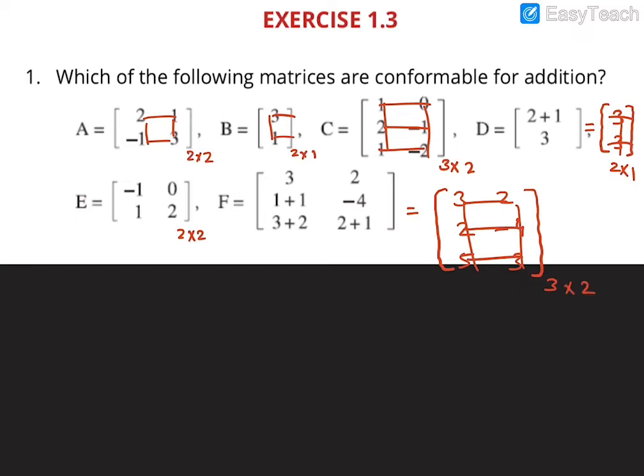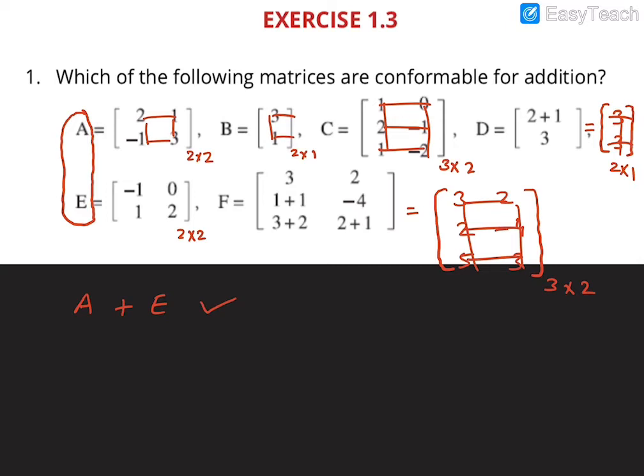Now you can match the order. If the order is same, then the matrices will be conformable for addition. So the pair A and E having same order, so we can add A and E. So just you need to write which pair of matrices are conformable for addition. So A and E, we can find A plus E. A plus E is possible.